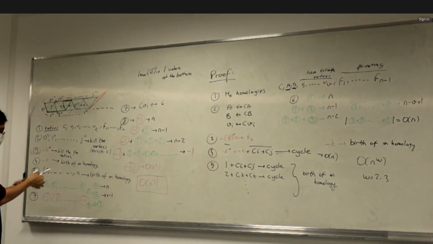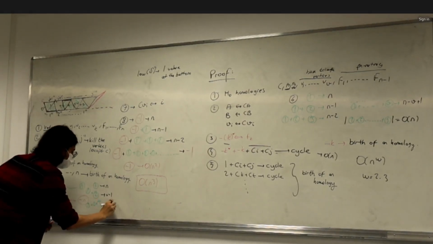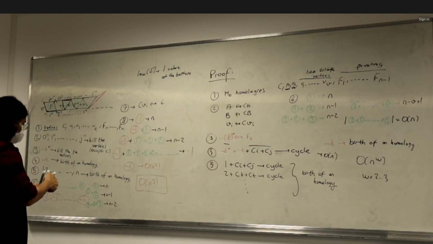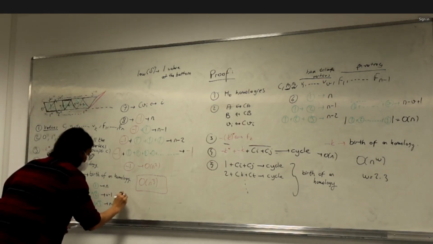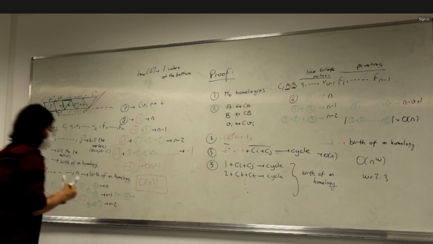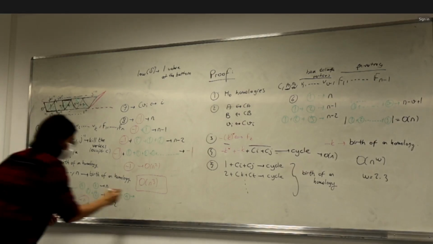So this will result in log of 1 to 3 being n minus 2. And it will go on until the n triangle 1 plus n will be paired with the 1 edge.